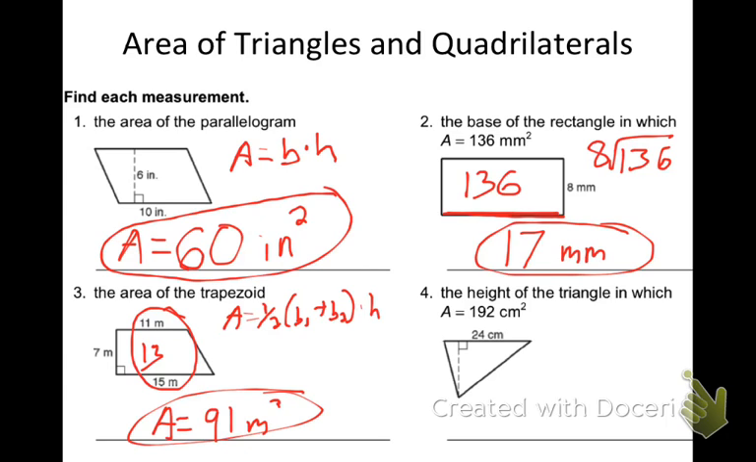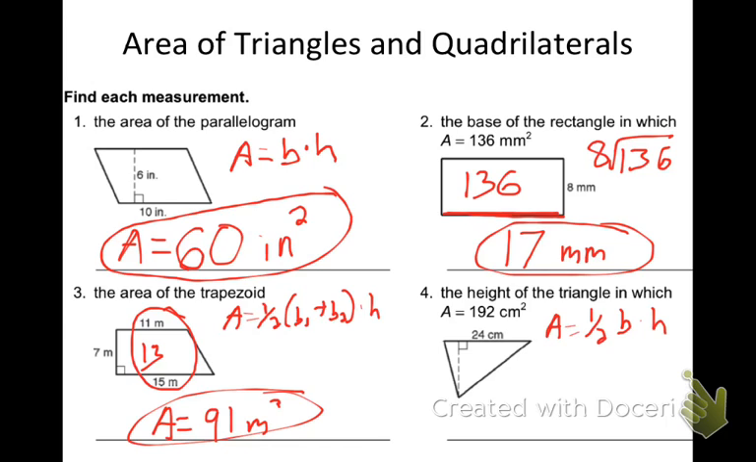Number 4. The height of the triangle in which the area is 192 centimeters squared. What's the formula for area of a triangle? What's the formula for area of a triangle, Mr. Boger? Area equals 1/2 base times height.